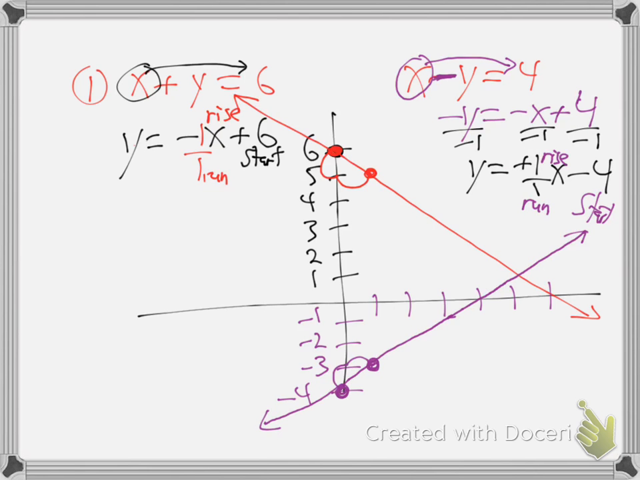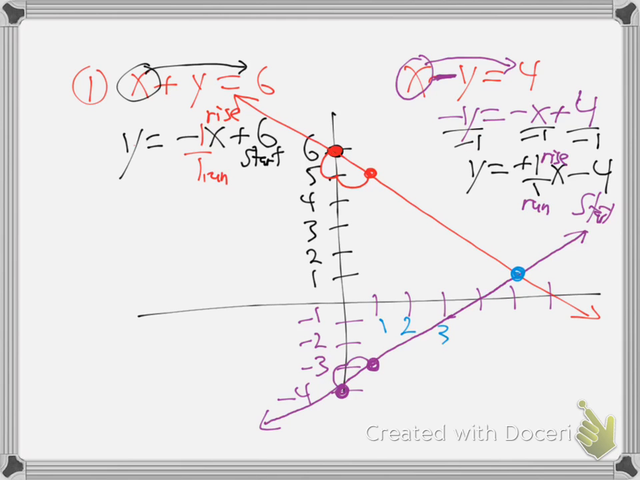There's my line. So everybody good with the second line? Right, I started at down 4, went up 1 over 1, up 1 over 1. Put another dot, connect the dots. So where do the two dots meet? Right here. What is that?